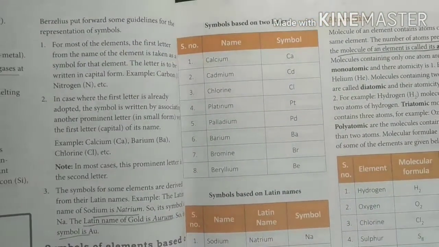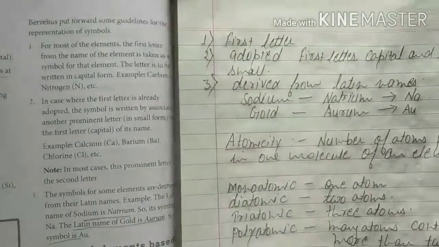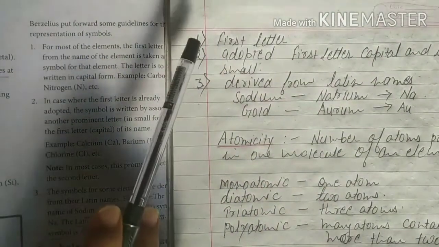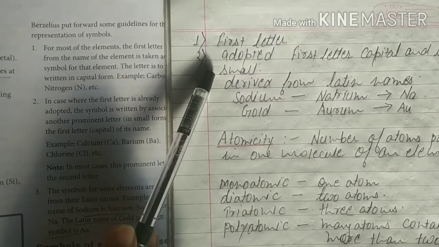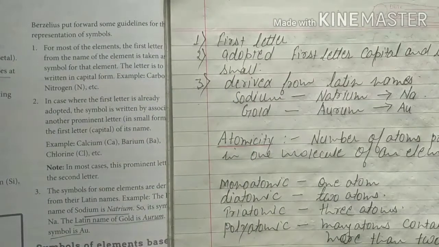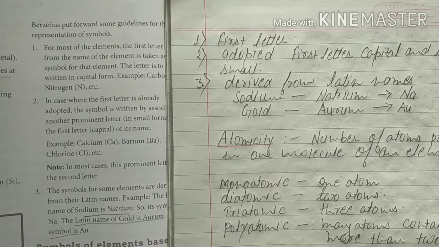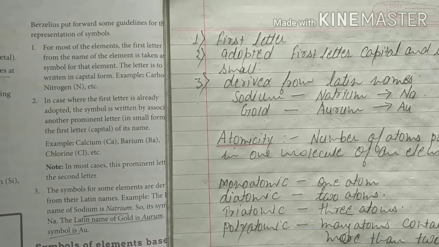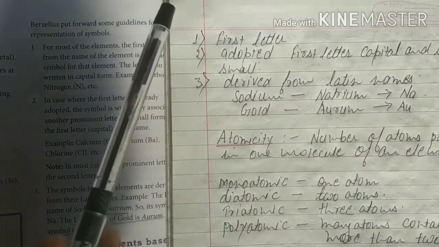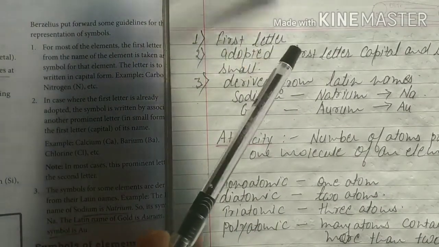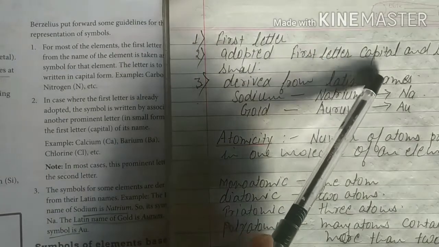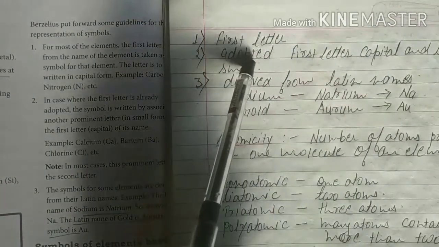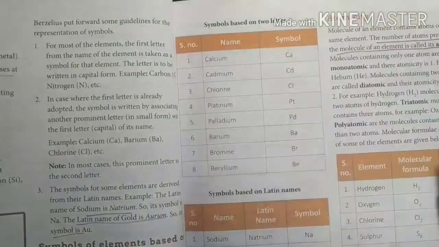So first of all, what happened? The first letter is taken. So we have seen the first letter is taken. But in the English alphabet, only 26 letters are there. And how many elements are there? That is 118 elements. Right? So again it is difficult. So what they did, as the first letter had been taken, they started taking two letters. The first letter as a capital and the second letter as a small. So let's see that example also.